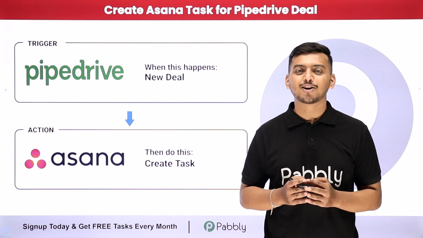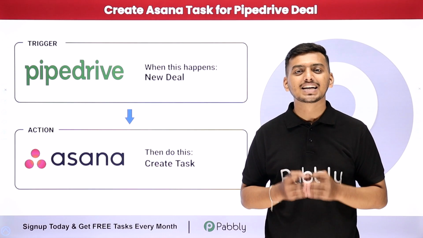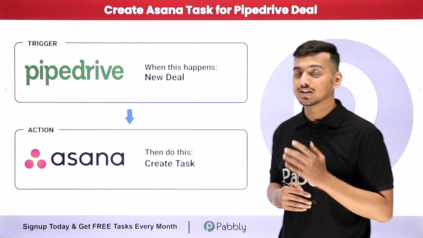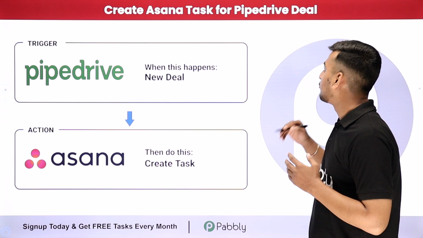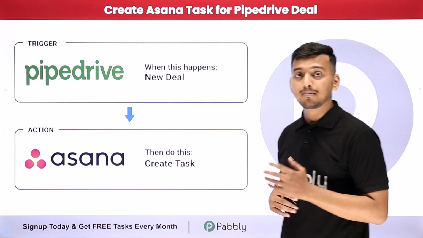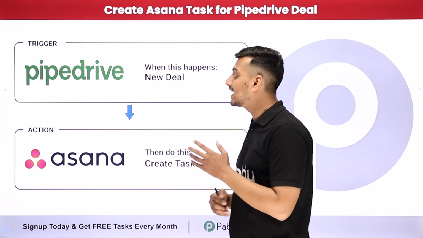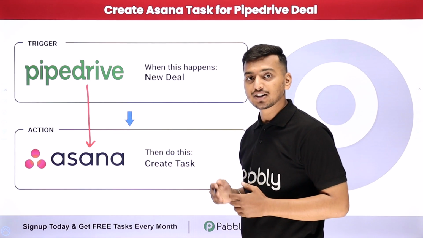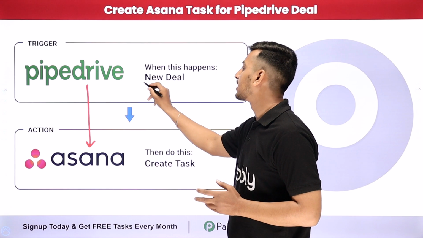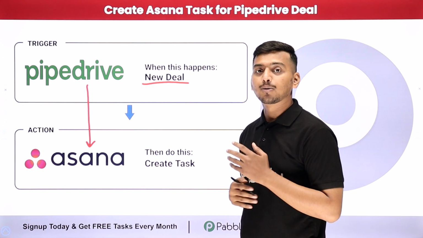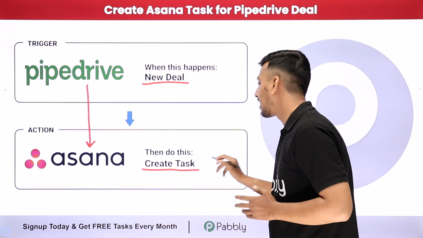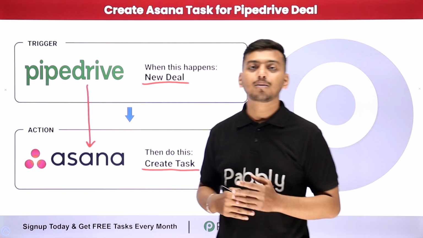And if you are tired of manually handling all your business activities, then this video is exactly what you need. In this video, I am going to demonstrate how you can create an Asana task for a Pipedrive deal with the help of Pabbly Connect. I will integrate Pipedrive and Asana with the help of Pabbly Connect. After this integration, whenever a new deal gets created on your Pipedrive account, a task will automatically get created on your Asana account for your team for better follow-up and management.